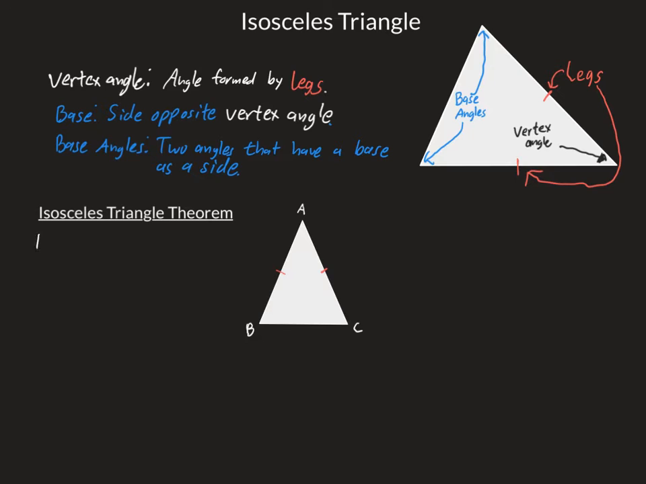Okay, so now let's take notes on two different theorems. The first one is the isosceles triangle theorem. And that says if two sides of a triangle are congruent, then the angles opposite the sides are congruent.